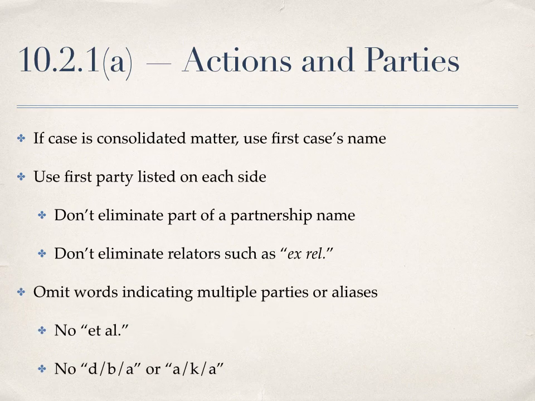Omit words that indicate multiple parties or alternate names for parties. So you'll want to cut things like et al., aka, for also known as, or DBA, for doing business as. We don't put those in these cites.